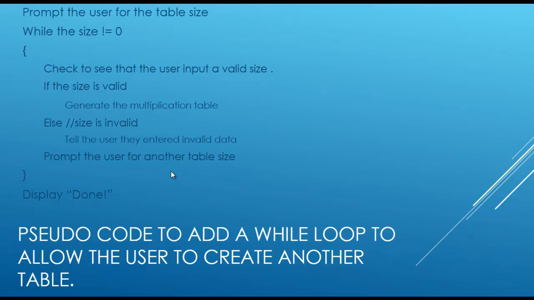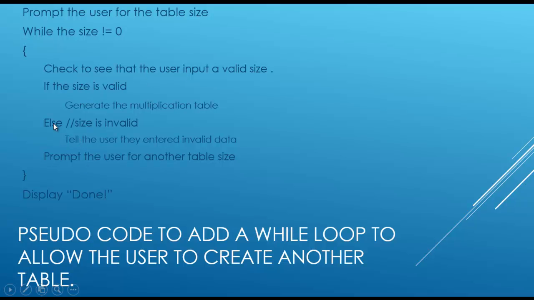And the last step is that around all of what you've already got coded, you're going to put a while loop that says, as long as the size is not 0. So you're still going to prompt the user for the table size, so you've got to get an initial table size. And if it's not 0, if it's any other number, then you're going to check to see if it's valid, and you're going to go through your code.